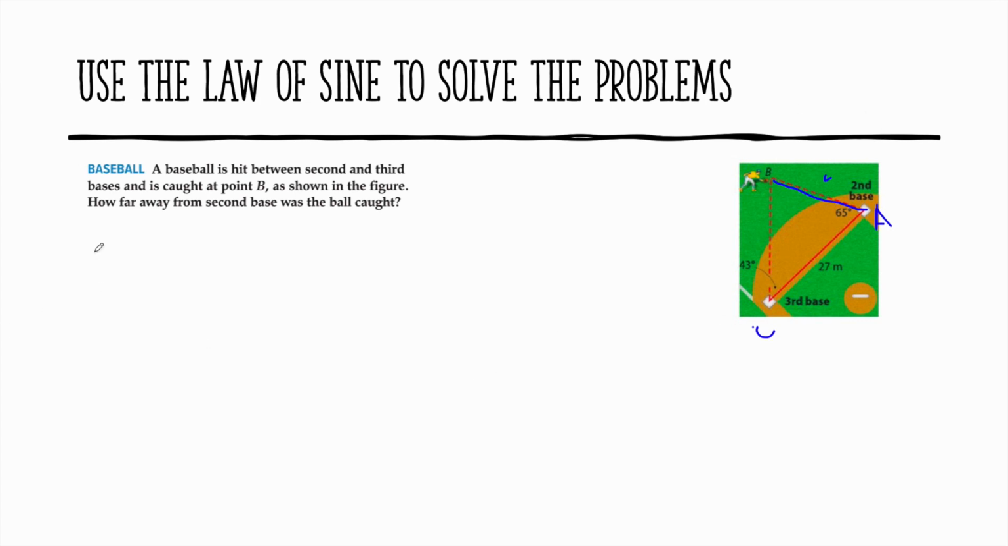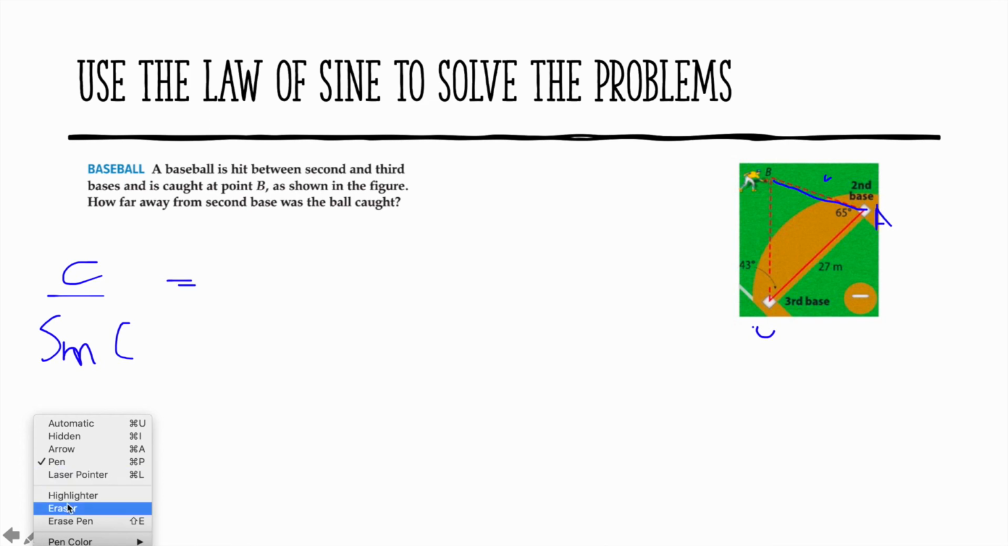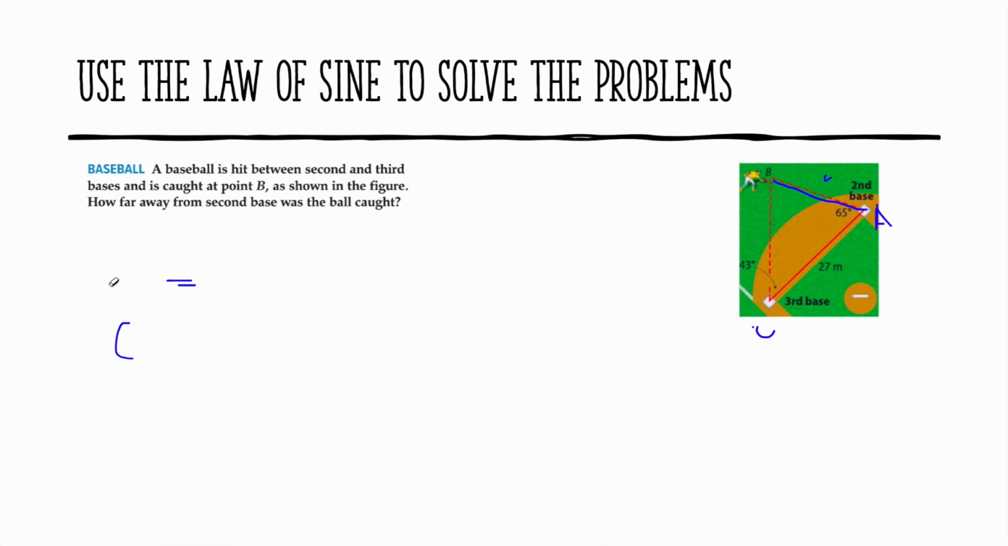So I will say c divided by sine C is equal to, which side do we have? Which other side do we have? Oh, let's go ahead and find angle B first because we have side b and we cannot find this without finding the angle B. So before you can do this, you need to find the angle.